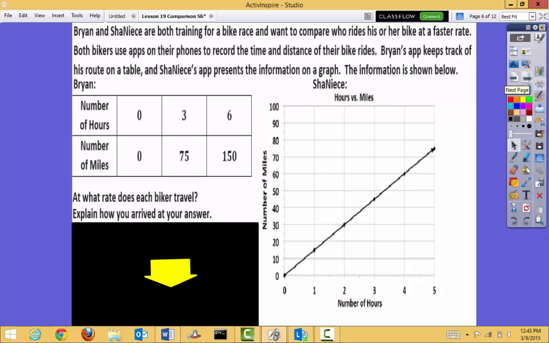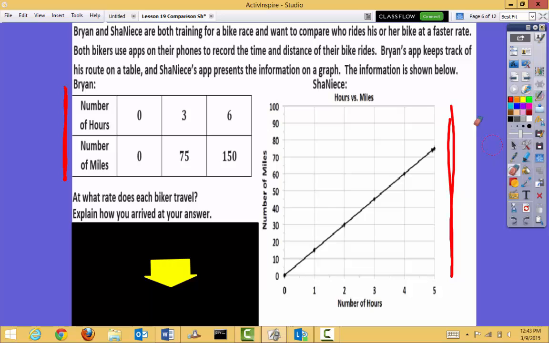Brian and Shanice are both training for a bike race and want to compare who rides his or her bike at a faster rate. Both bikers use apps on their phone to record the time and distance of their bikes. Brian's app keeps track of his route in a table, and Shanice's app presents it as a graph. Use the information below to answer your questions.